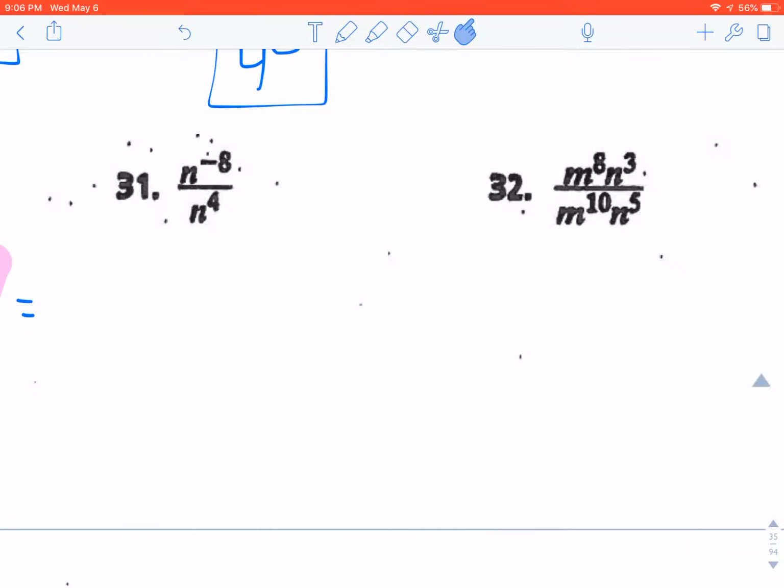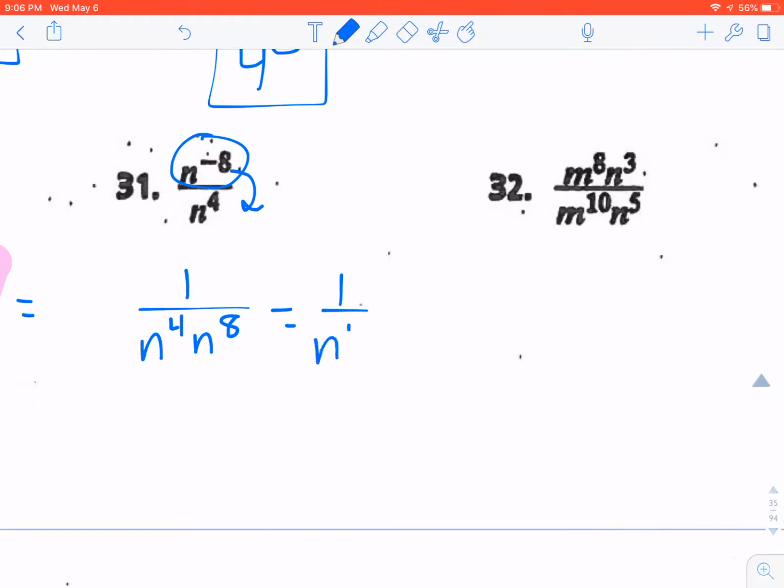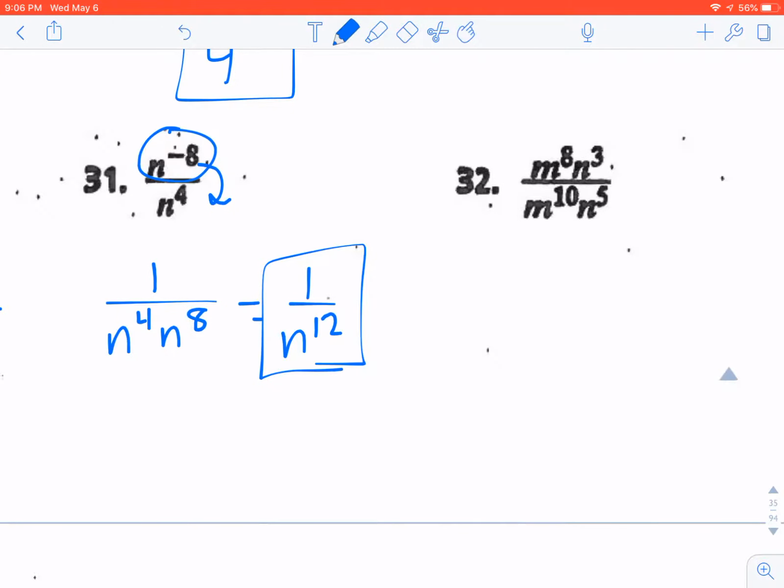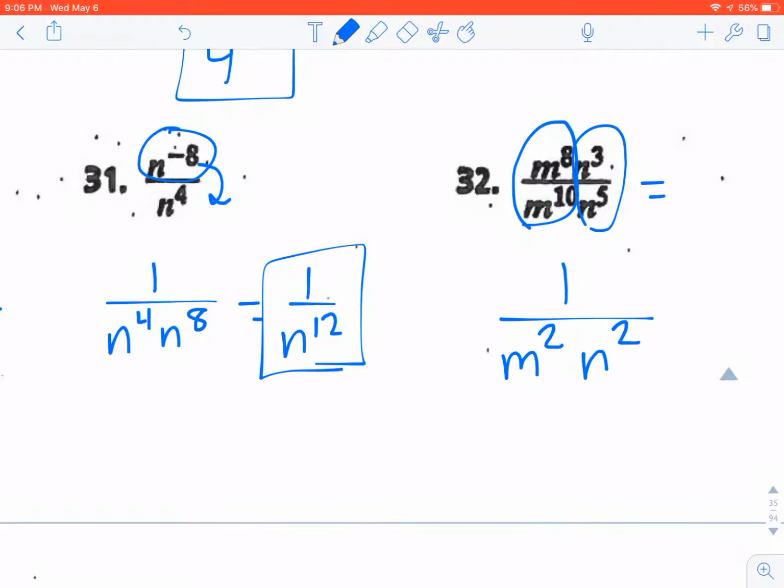Okay, 31. Moving your negative down. Your first step is 1 over n to the 4th, n to the 8th. And then after you added those, you got 1 over n to the 12th. And then the last one you had is 32. You can simplify your m's and your n's. So the m is m to the 2nd. The n is also n to the 2nd. They're both on the bottom, so you need a placeholder of 1 on top.